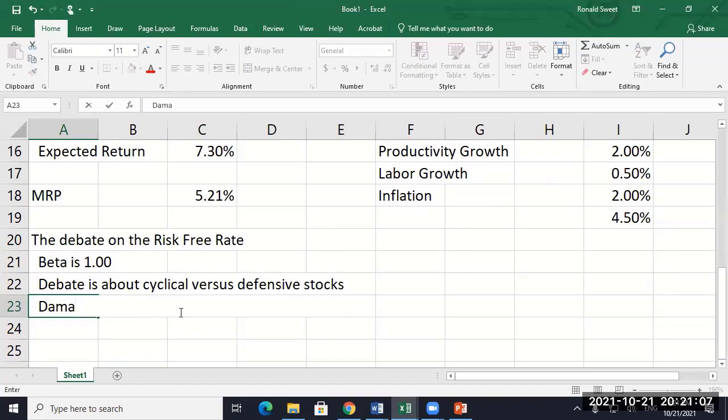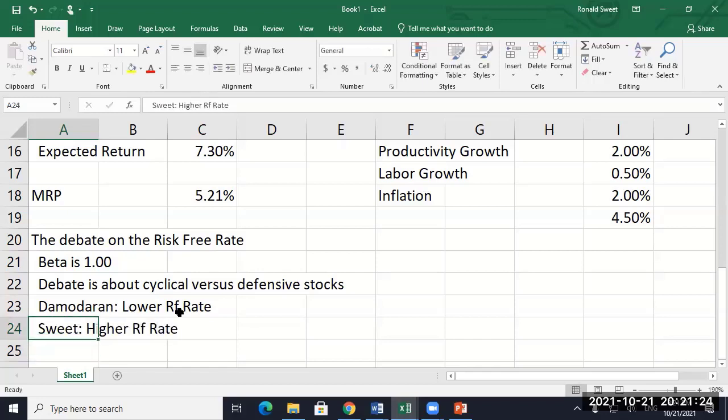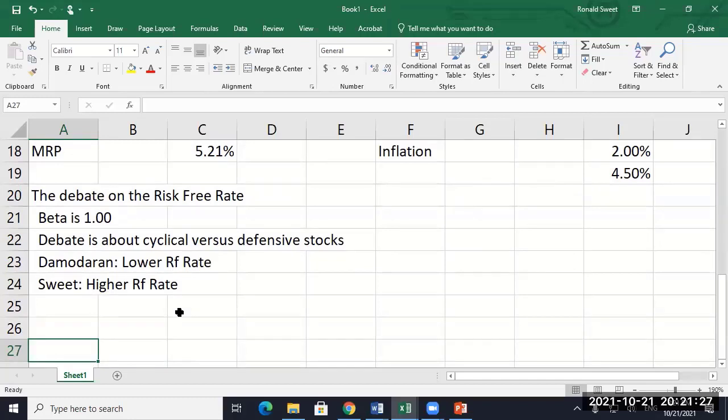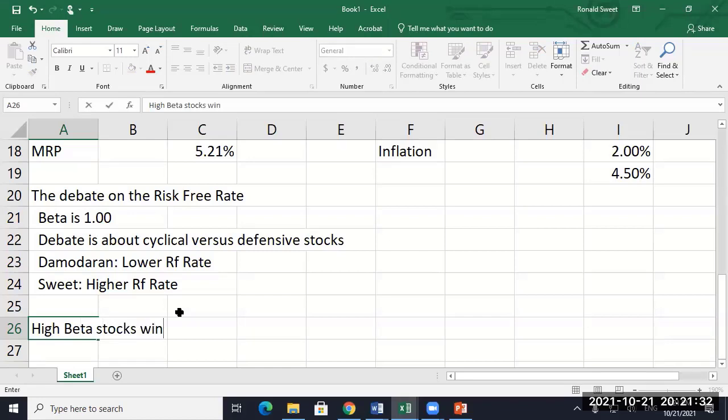Okay, so Darren is using a lower risk-free rate. Professor Sweet is using a higher risk-free rate. So who will give you a higher valuation for high beta stocks? Which one is going to give you a higher discount rate? Which will give you a lower discount rate, or higher valuation?